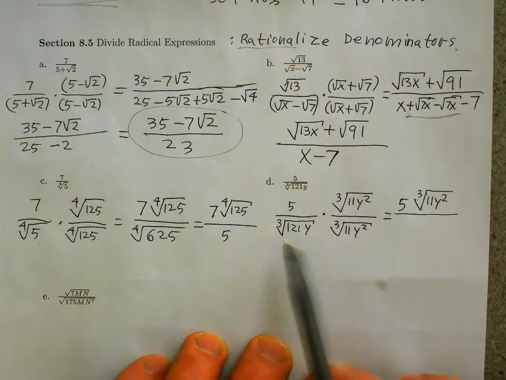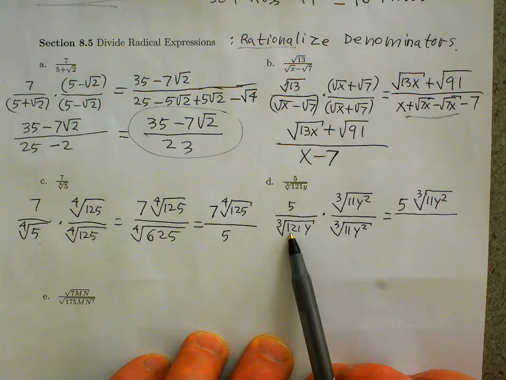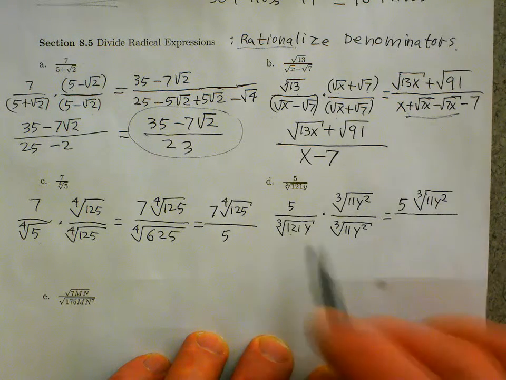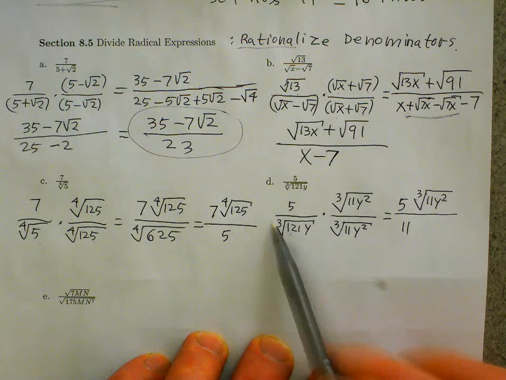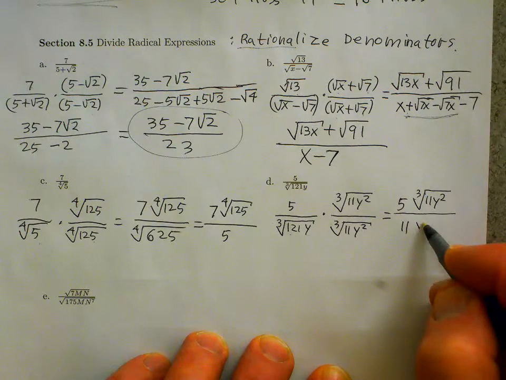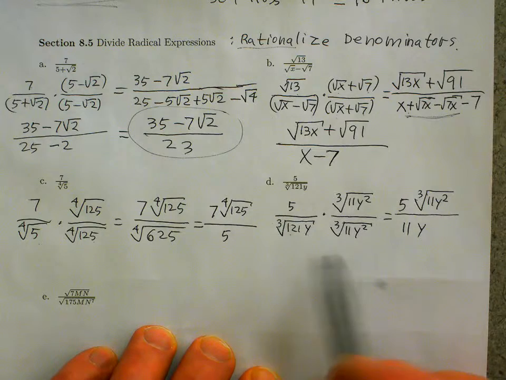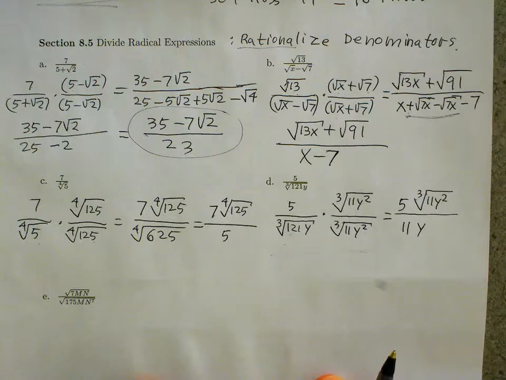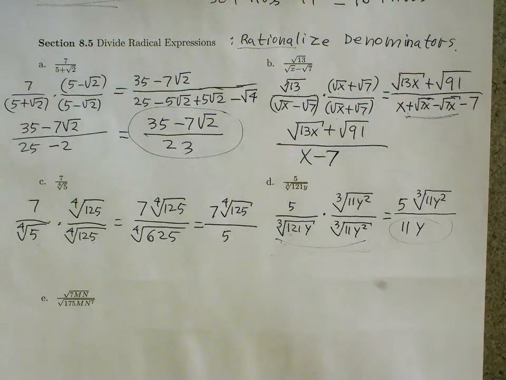And in the denominator, the third root of 121 times the third root of 11, that's going to simplify to 11. And the third root of y times the third root of y to the second will simplify to y. So I left out some of the details, but if you put in more details, you'll still end up with 11y.